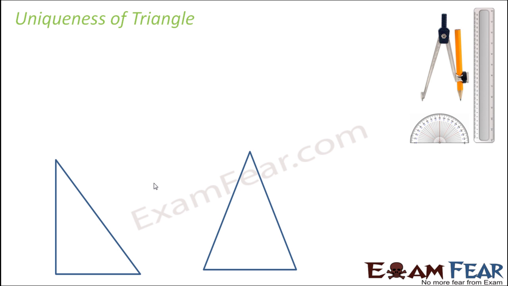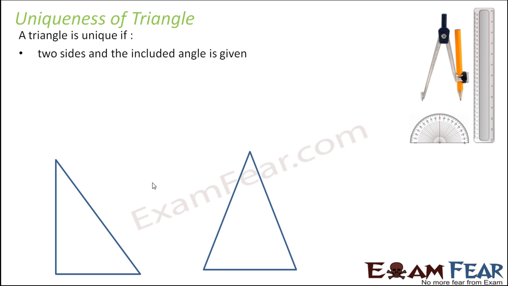Let's understand the uniqueness of a triangle. Now we'll start with construction of triangles. Before doing that, let's understand the uniqueness of the triangle's properties. A triangle will be unique if, and this is something you have already studied, two sides and the included angle are given. For example, if I know the lengths of these two sides and this angle, I can form a unique triangle. I can't form two triangles with this data, I can form only one triangle.